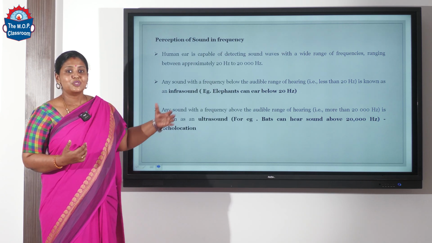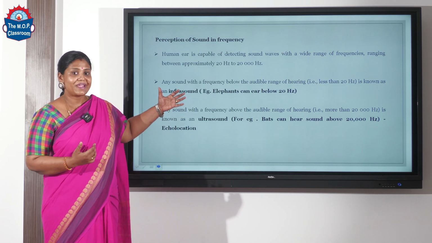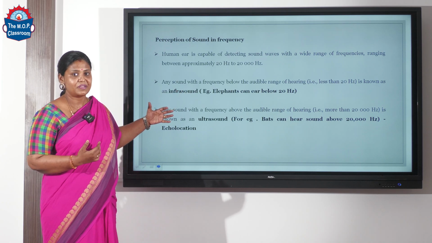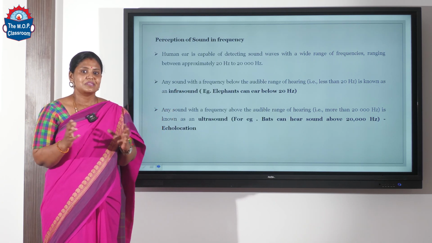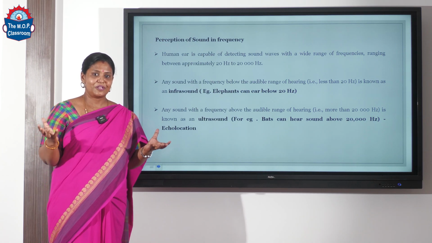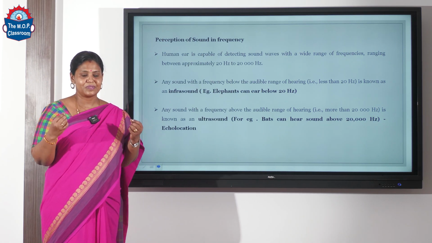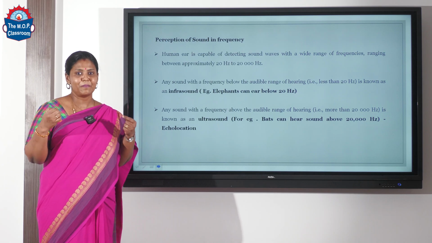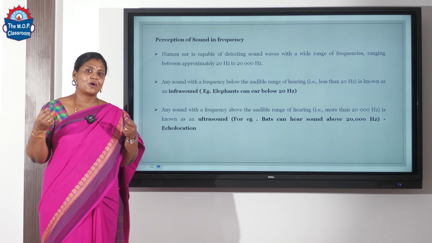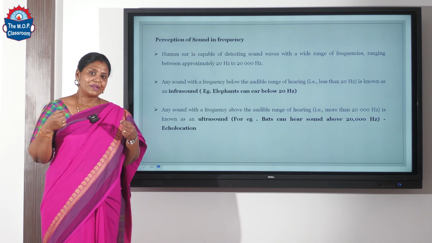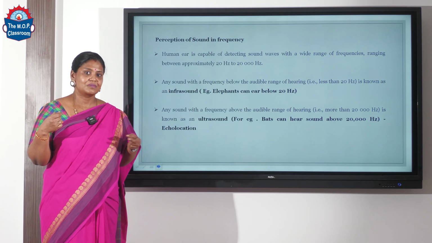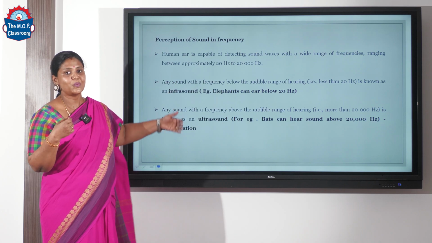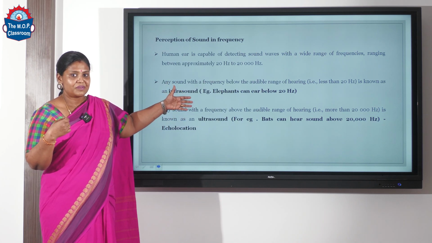When it comes to animal hearing, we always refer to elephants, which come under the category of infrasound. We say that elephants have big ears. What does it mean? It generally refers to their hearing capacity. That is why, when earthquakes or thunderstorms or rain are about to come, it is very easy for them to identify what the sound is about. So frequency below 20 hertz is referred to as infrasound.